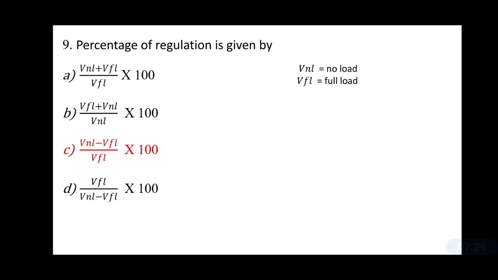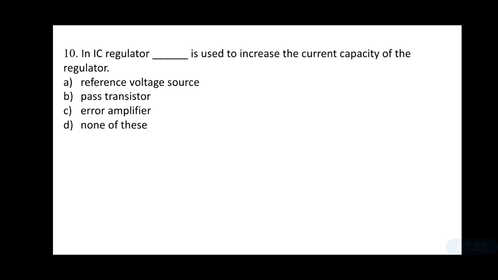Next question. In an IC regulator, dash dash is used to increase the current capacity of the regulator. Option A, reference voltage source. Option B, pass transistor. Option C, error amplifier. Option D, none of the above. In an IC regulator, the pass transistor is used to increase the current capacity of the regulator. The option B is correct.